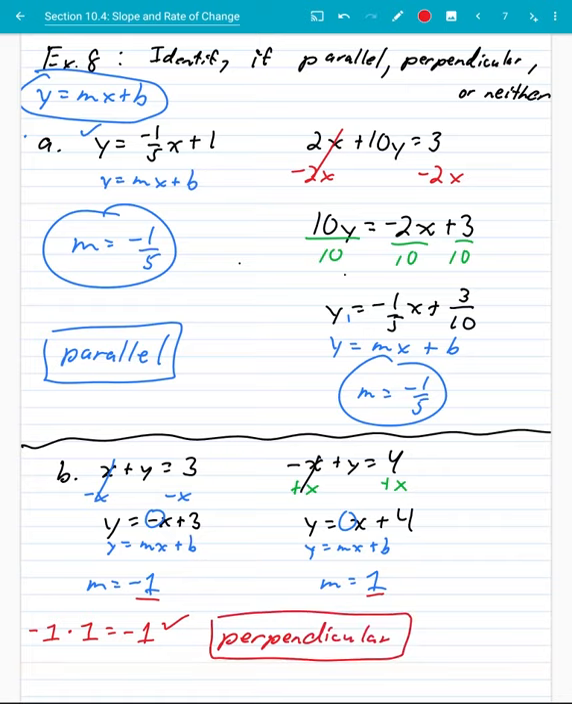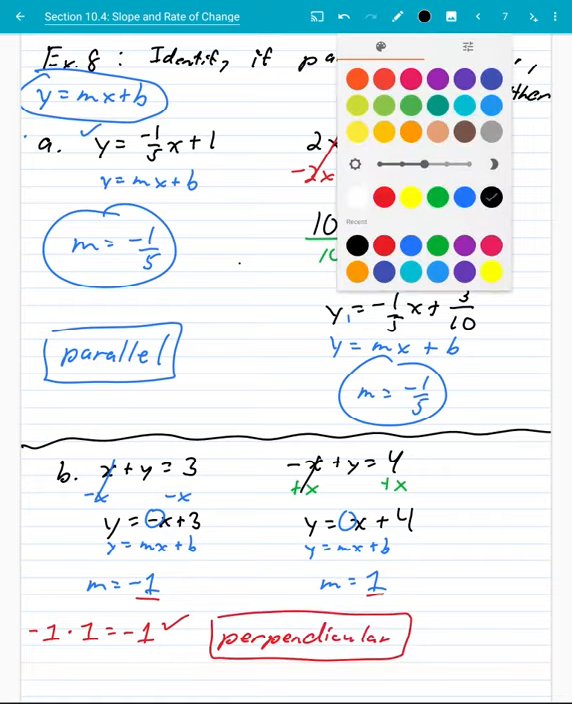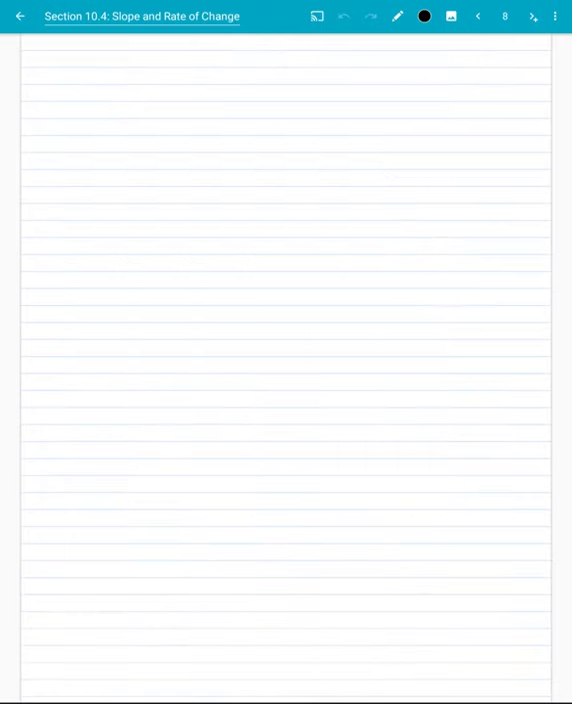And that's your answer. So if we go over to example C, it's going to be the same exact question. It's example 8, part C. 3x plus y equals 5. 2x plus 3y equals 6. Got to solve for y.